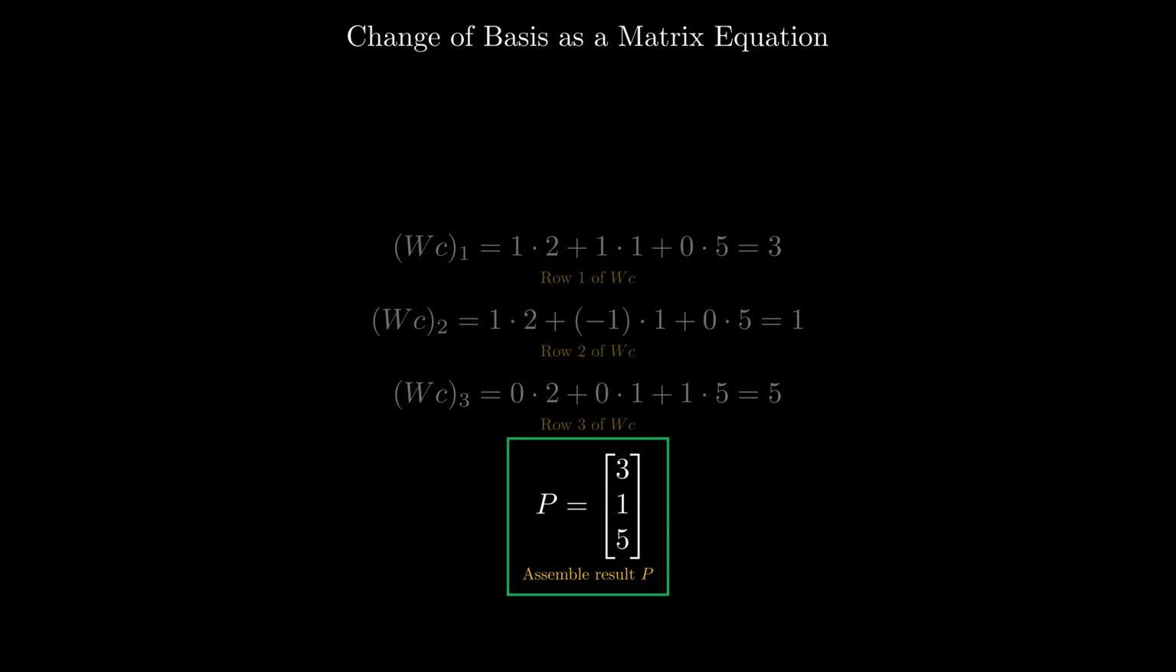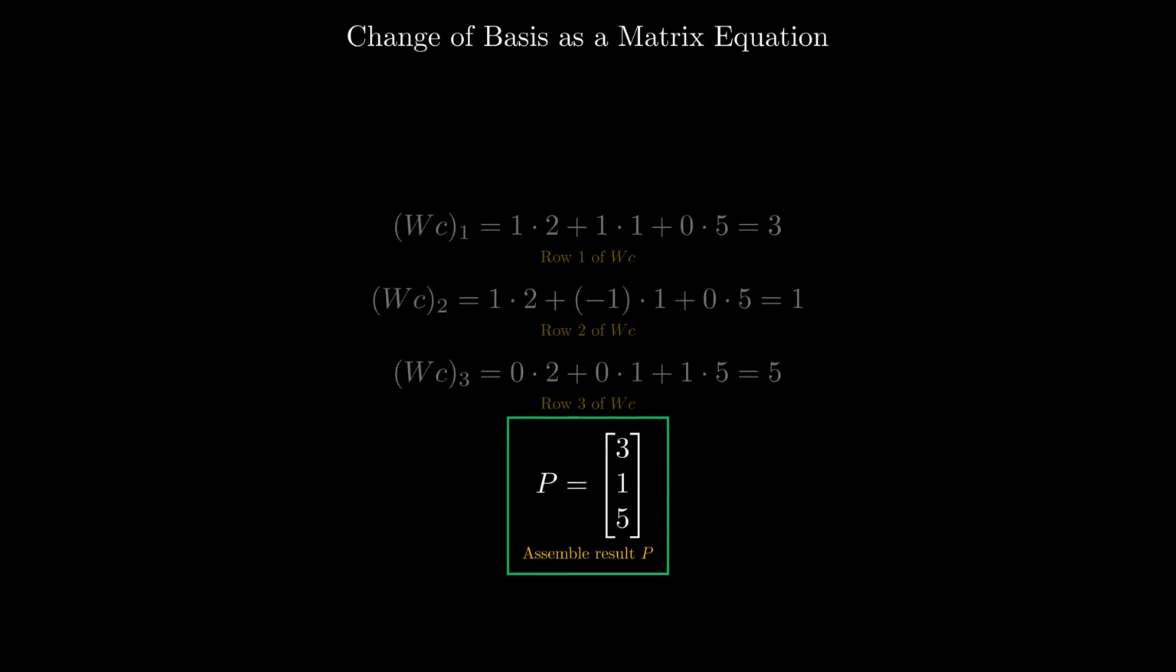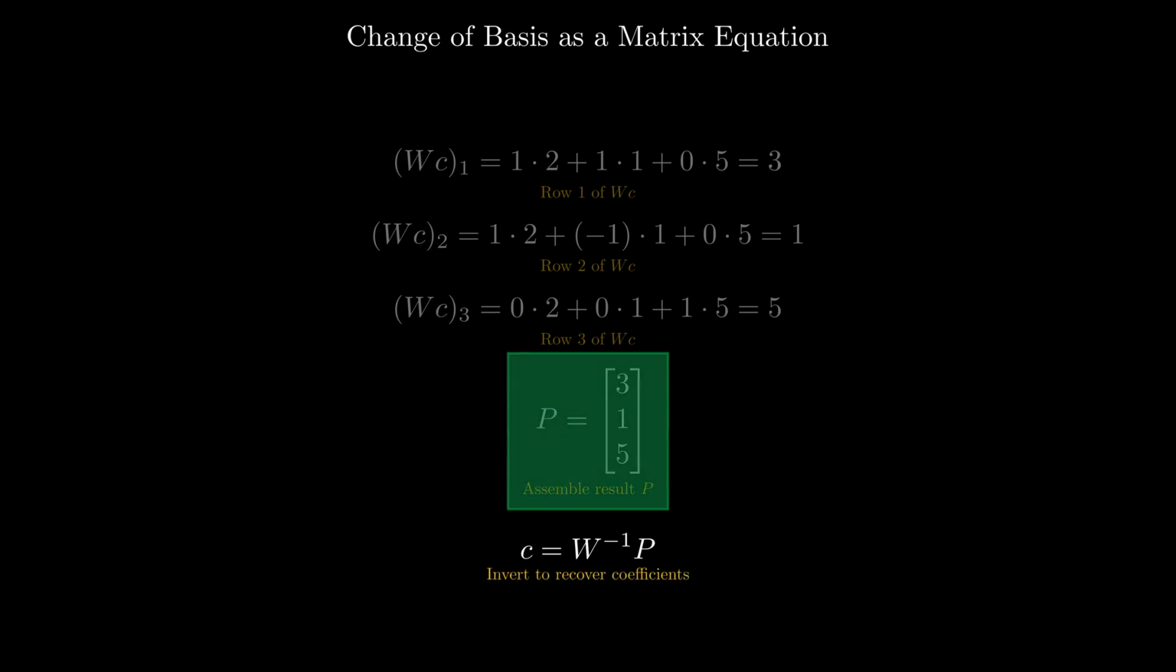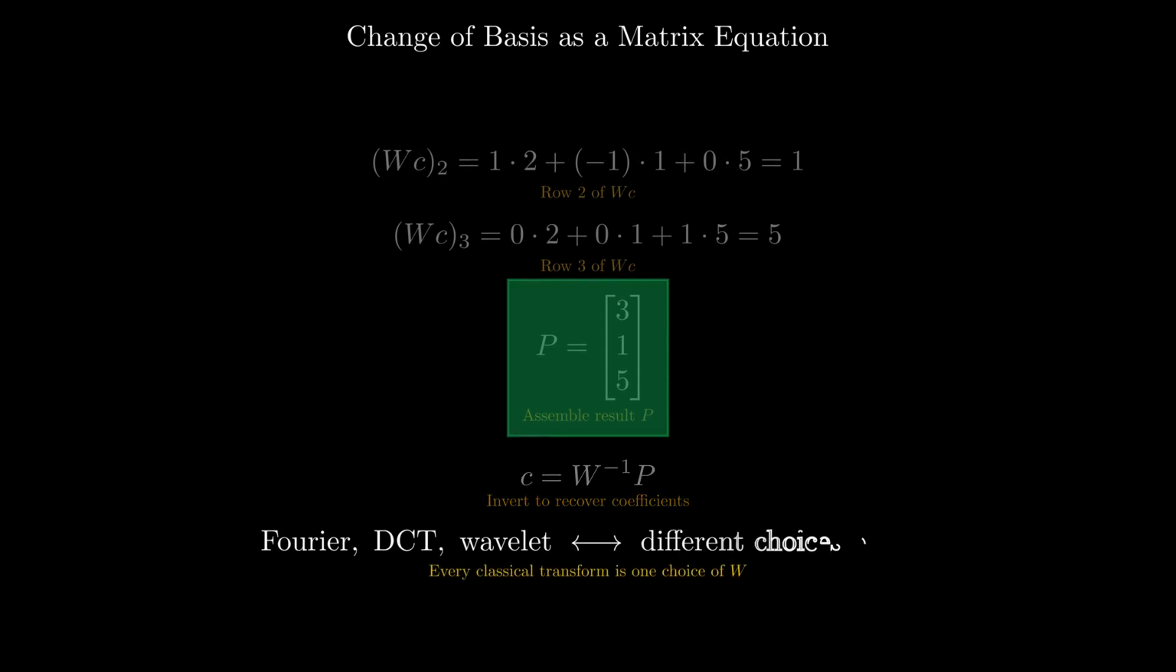To go the other direction and recover the coefficients, just invert: C equals W inverse times P. Every transform you've heard of, Fourier, cosine, wavelet, is doing this one calculation with a different choice of W.